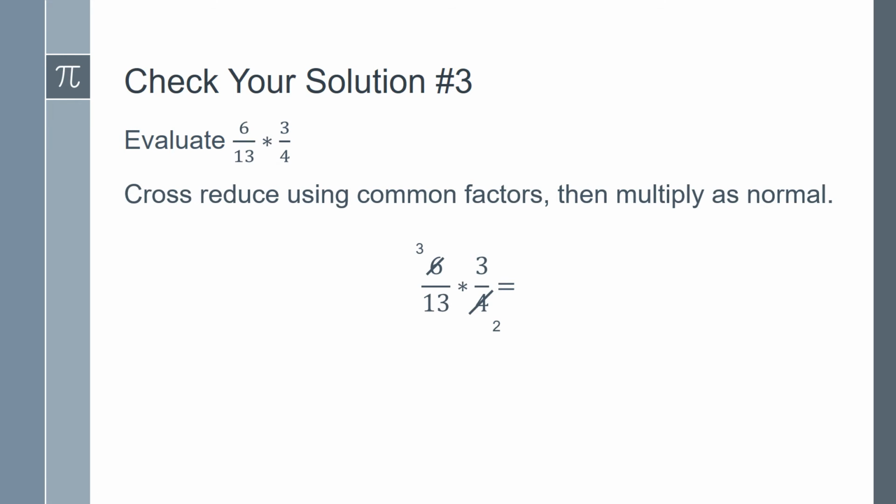So now we multiply straight across the numerators. 3 times 3 is 9, and straight across the denominators. 13 times 2 is 26, so we have 9/26. This means that 6/13 times 3/4 is 9/26.